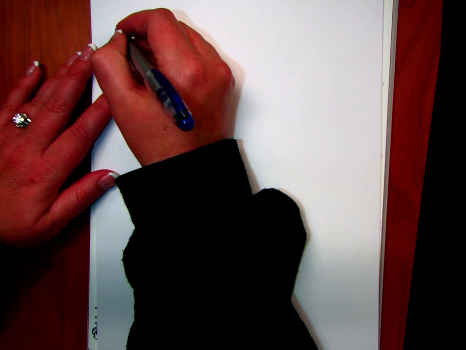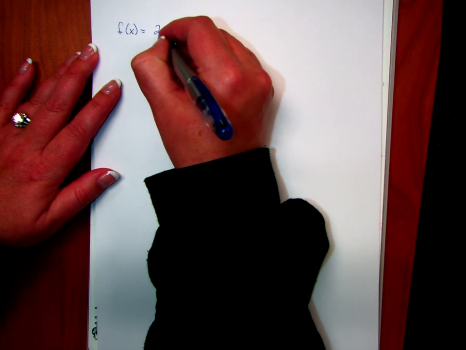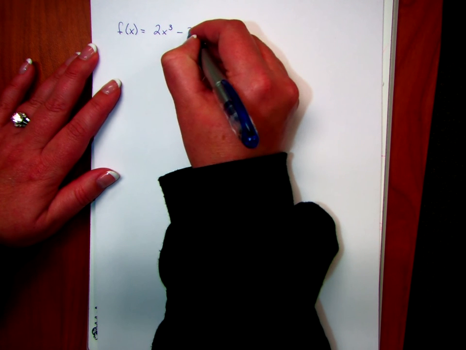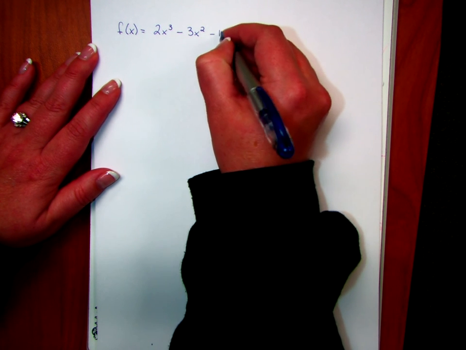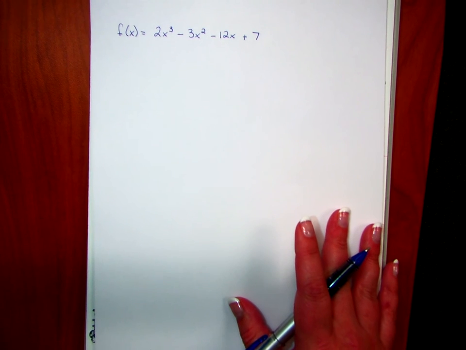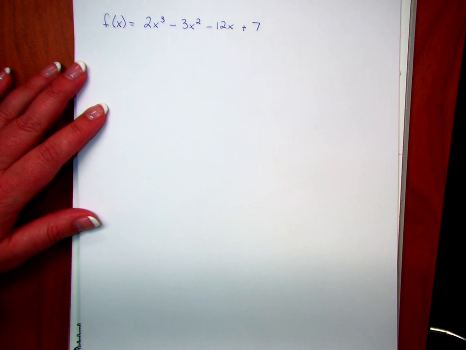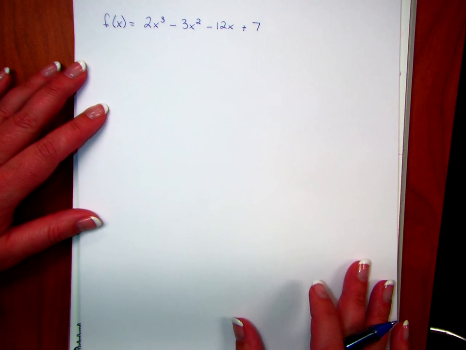I'm going to pick a polynomial function at first. So we have our function here, f of x equals 2x cubed minus 3x squared minus 12x plus 7. I want to know where this function is increasing, where this function is decreasing, and where this function has a local max and a local min. The first thing we're going to do is find the critical numbers. We're going to take the derivative and find out where the derivative is 0 and where the derivative does not exist.